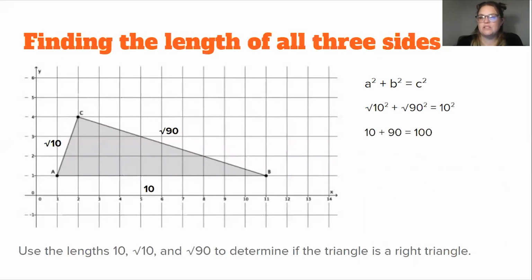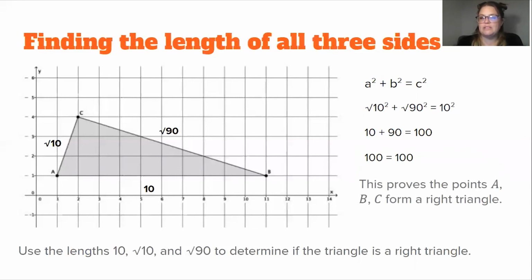Simplifying this, we can see that the square root of 10 squared is going to give us 10. The square root of 90 squared is going to give us 90. And then on the other side of our equal sign, 10 squared equals 100. Adding these 2 numbers together, we can see that we get 100 equals 100. So both sides of our equation balance, which tells us that, yes, this triangle is a right angle triangle. This proves that the points A, B, and C form a right triangle.